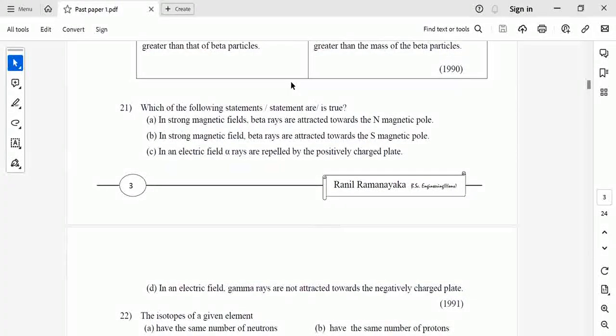Okay, but here when we consider 21, which of the following statements are true? In strong magnetic fields, beta rays are attracted towards. But we know that none of these are attracted towards any field. They are not attracted to the N side or the S side or anywhere, son. So this is also wrong.